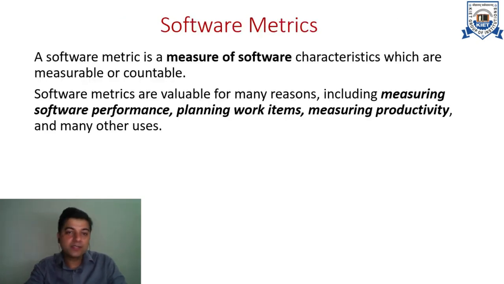The software matrices basically is a measure of software characteristics which are measurable and countable. So a lot has been talked about software matrix, but what it actually is, it is some property, some characteristic of a software which can be measured in some quantified values. And this software matrix is basically helpful in measuring the software performance. It is helpful in planning work items. It also helps us in identifying the productivity of the software development process, and also it can be used in number of ways as per the specific requirements of a software.